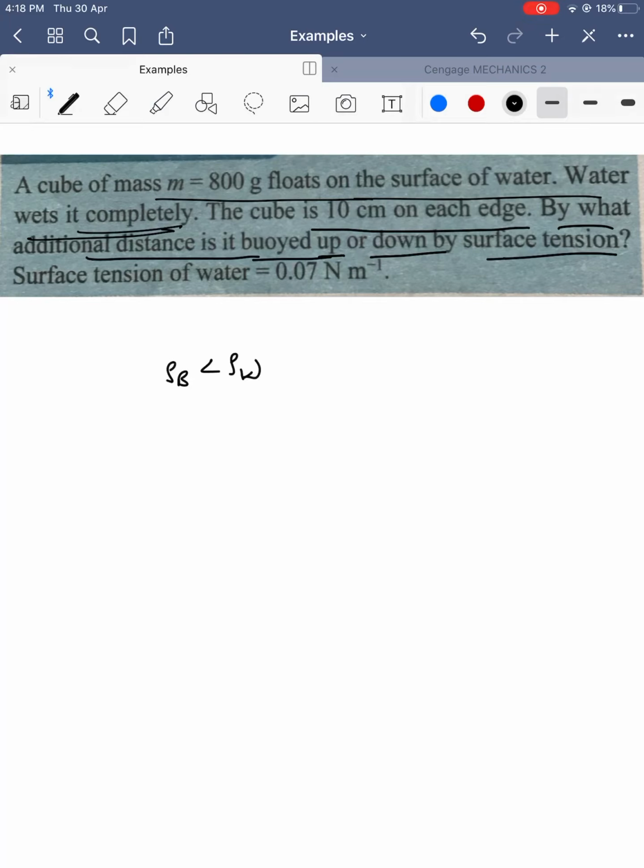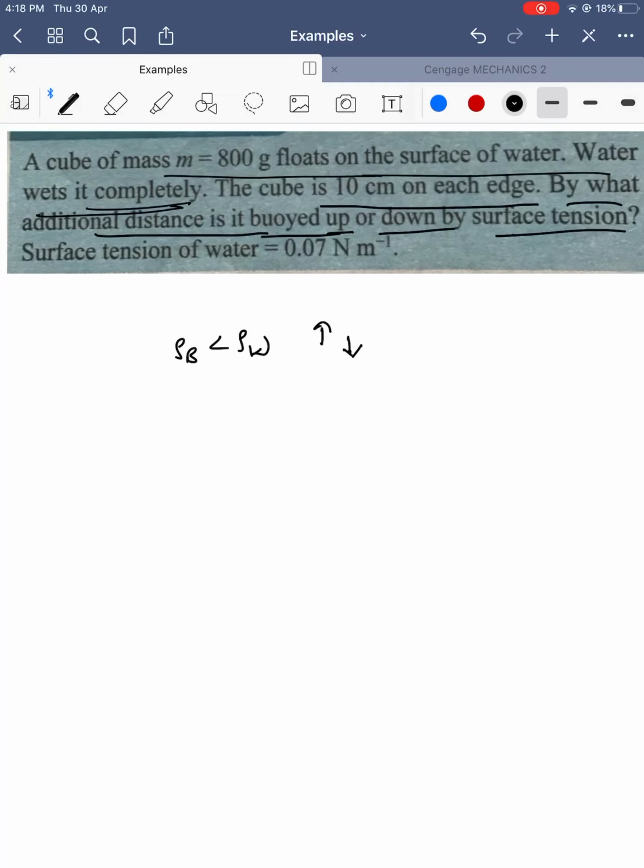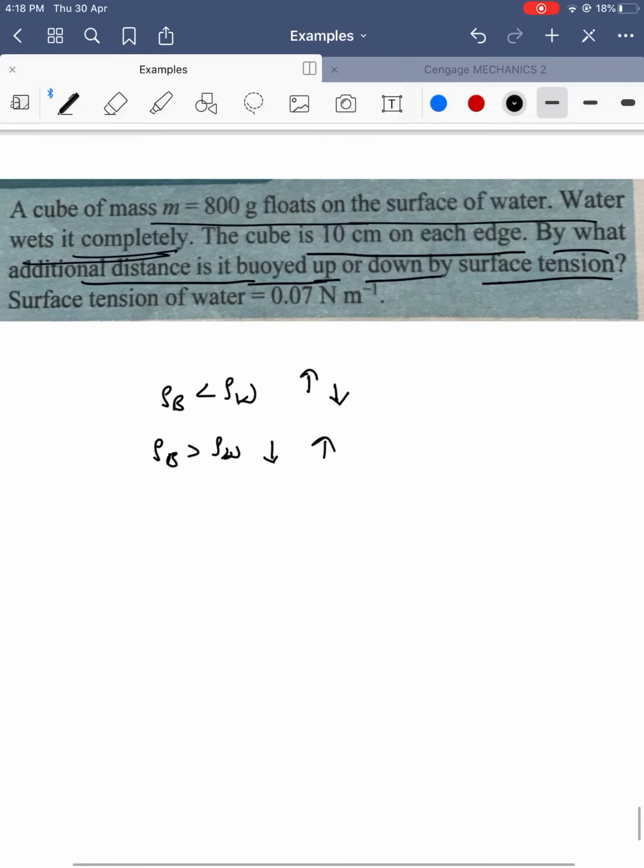If the density of the body is less than the density of water, then the body tends to go upwards, and the buoyancy force will act upward while the surface tension force will act in the downward direction. And if the density of the body is greater than the density of water, the body tends to go down, then surface tension will act in the upward direction.